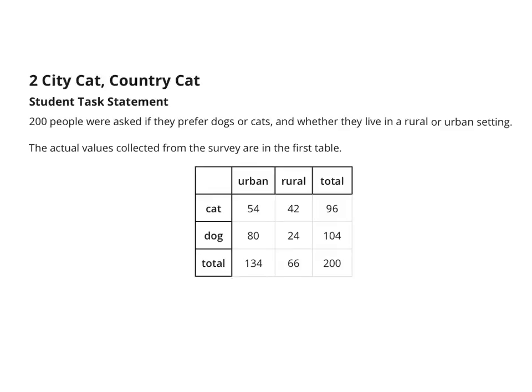Hey, Algebra 1, for this Lesson 2, Activity 2, City Cat, Country Cat, there were 200 people that were asked if they prefer dogs or cats and whether they live in a rural or urban setting. The actual values collected from the survey are in this first table, so these are all the actual values. We're going to continue on and look at these other tables, and then we're going to answer some questions about what information is given to us.